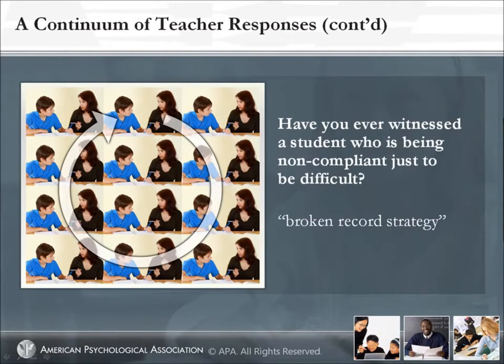Through the judicious use of this strategy, the teacher shows Josh that non-compliance or resistance will not make the request disappear, and that eventually he will have to respond.